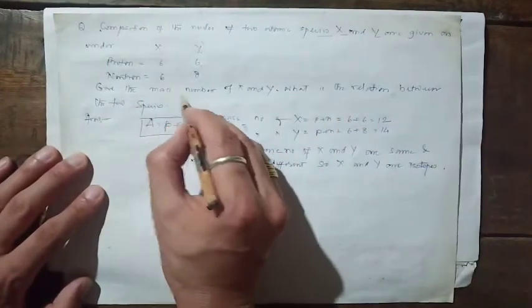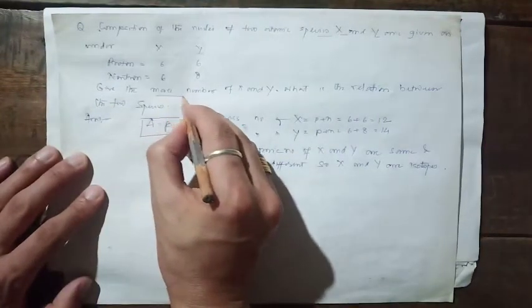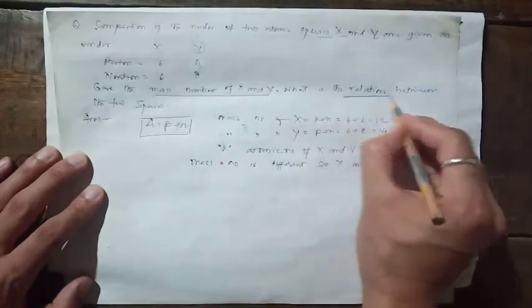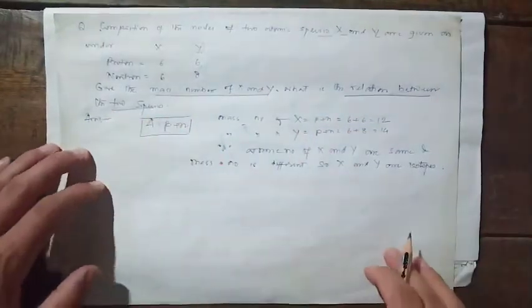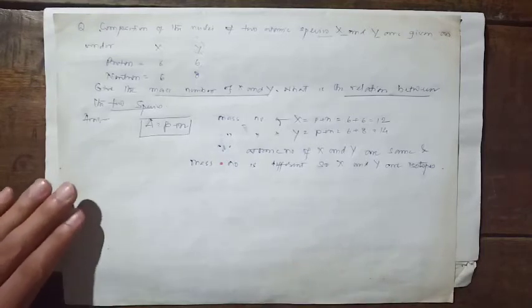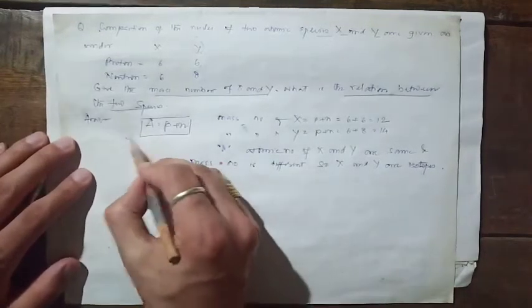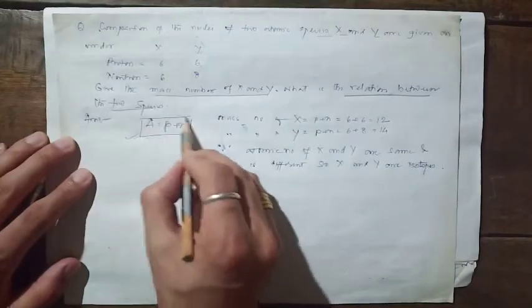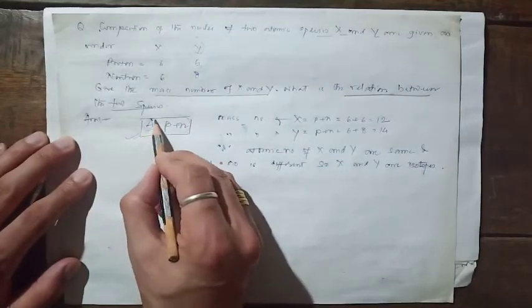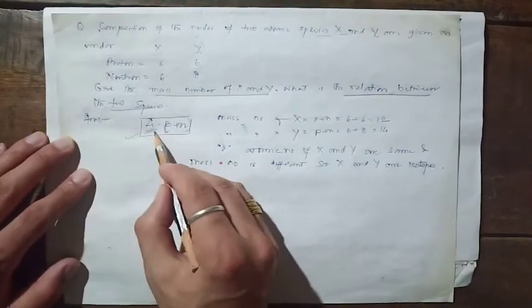Student, this question has two parts. The first part is to find the mass number of X and Y, and the second part is to identify the relation between the two species, or how X and Y are related to each other. Now student, the first part of the question is to calculate the mass number. From the previous discussion, you know the mass number is calculated like this. The symbol of mass number is A, P stands for number of protons, and N is the number of neutrons. So the total number of protons and neutrons gives the mass number.